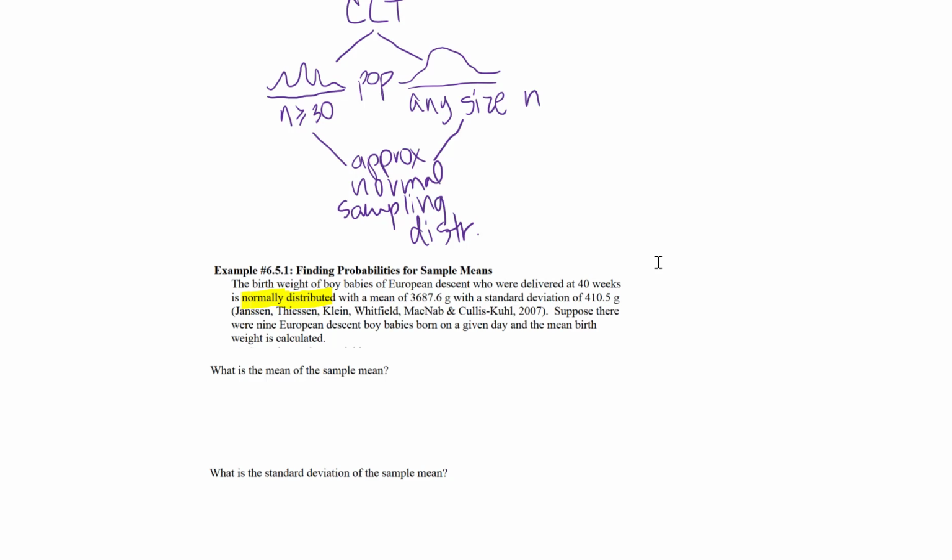Okay, so we're given a mean, the population mean, which is mu, of 3,687.6 grams. They're also giving us sigma, the population standard deviation, of 410.5 grams. Suppose there were 9 boy babies sampled on a given day, and the mean weight is calculated from those 9 babies. So they're giving us a sample size of 9.